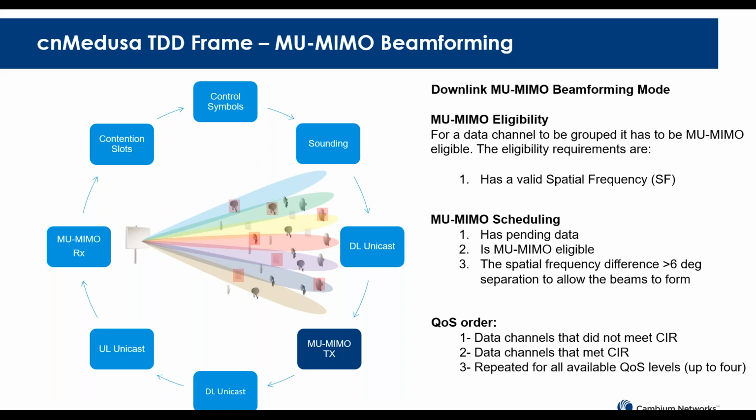And also it looks at the physical deployment of the subscribers to check which subscribers can be scheduled together. And based on all of this, it selects the best group of subscribers to be part of this MU-MIMO transmission. And the goal is to maximize the sector throughput, so to pick the subscribers that will transfer the largest amount of data.